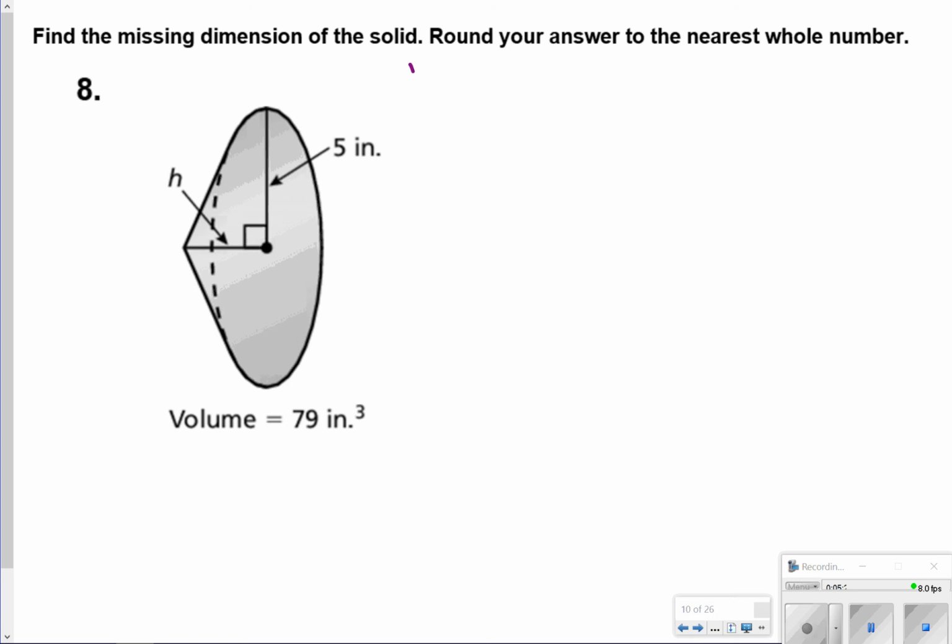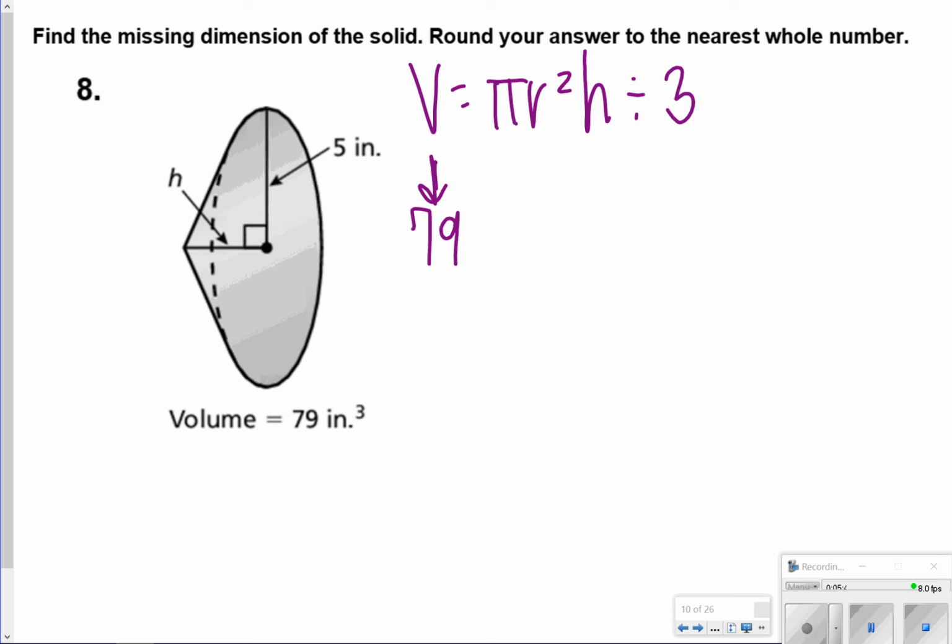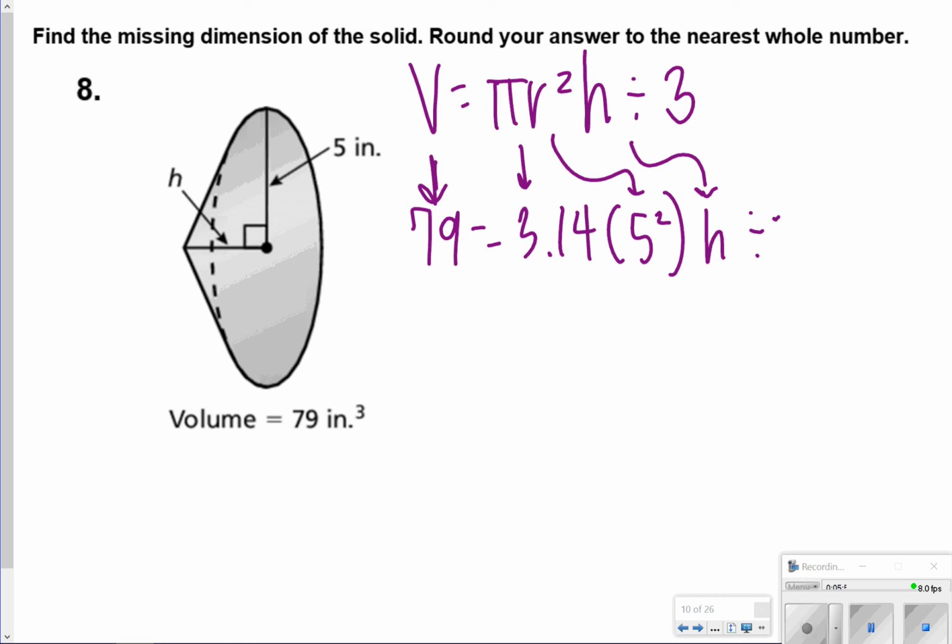So your cone volume formula is the same as a cylinder, except you're dividing by 3 at the end. Okay. Filling in what we know, volume is 79. We know pi is 3.14, and it does actually give us a radius in this one. It is 5, so 5 squared. What we don't know though is height, so we're just going to leave that alone.